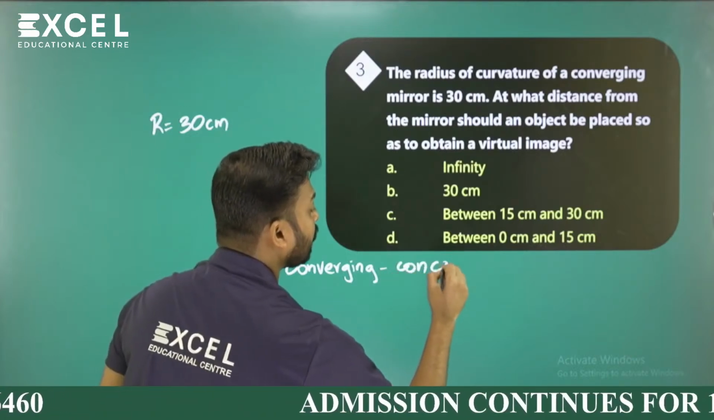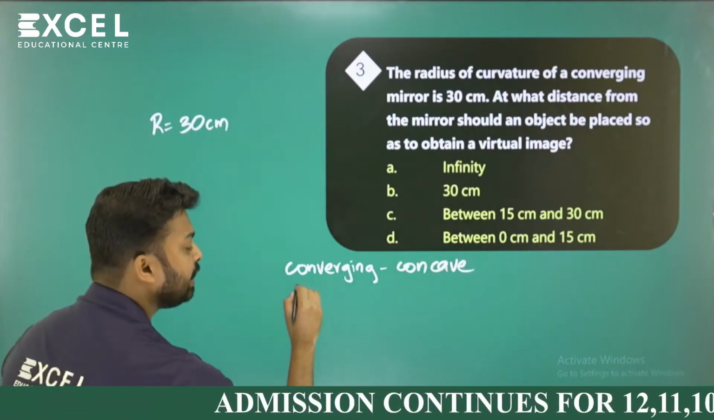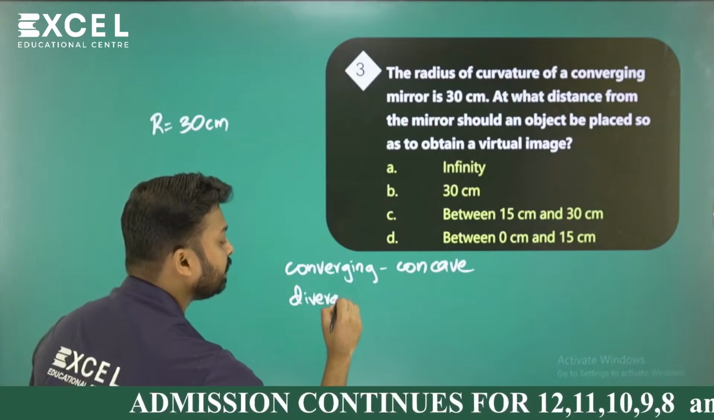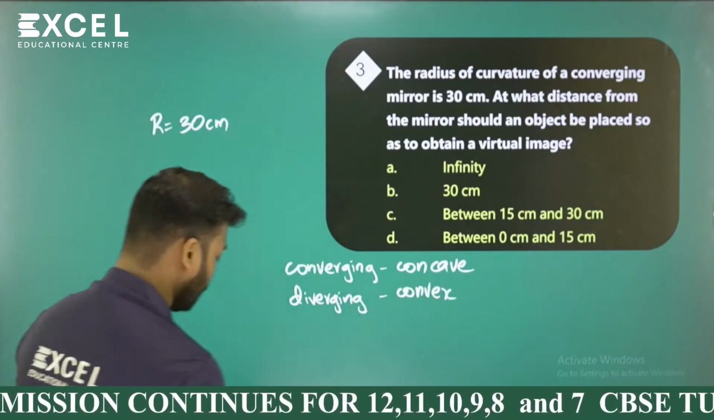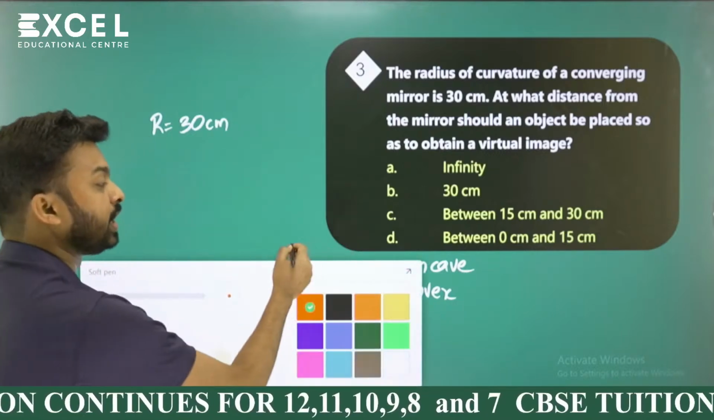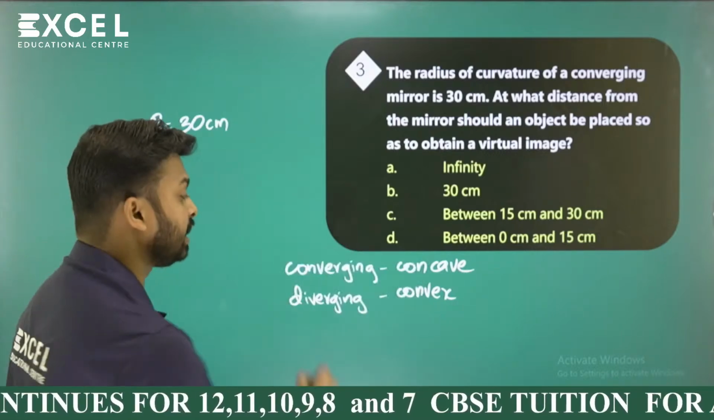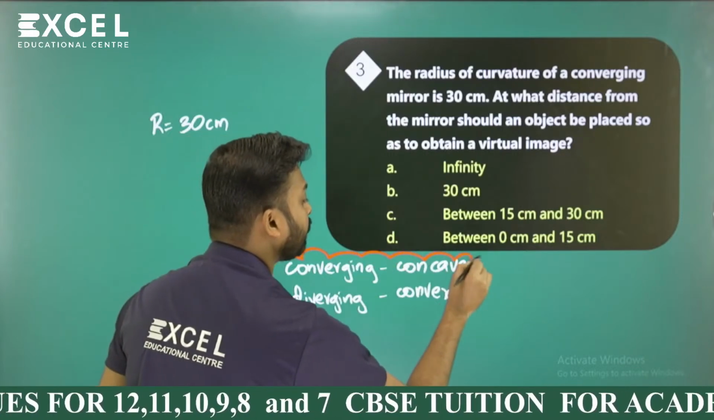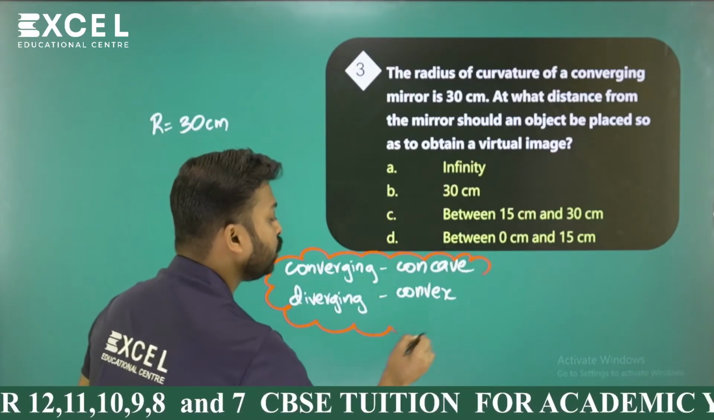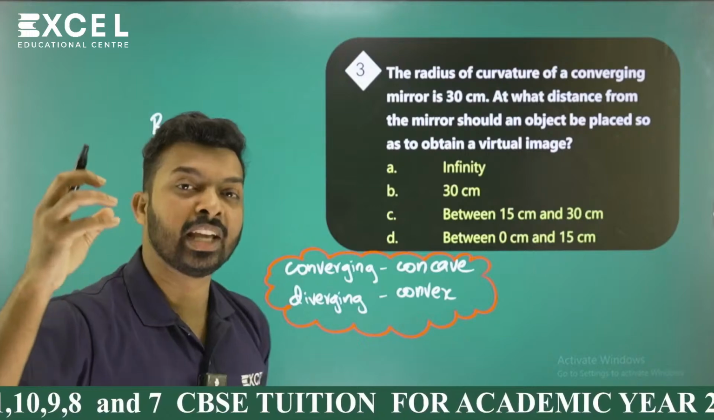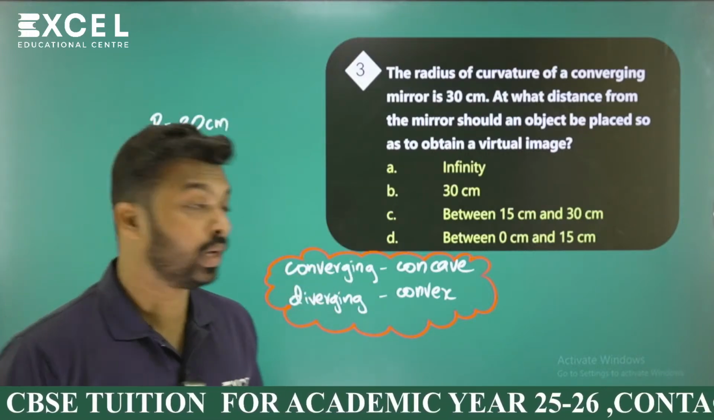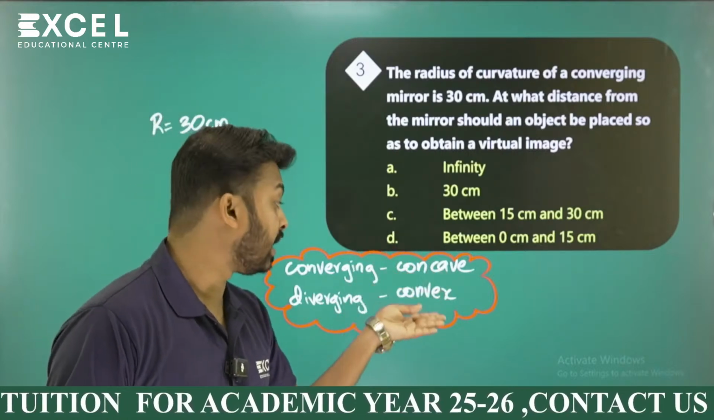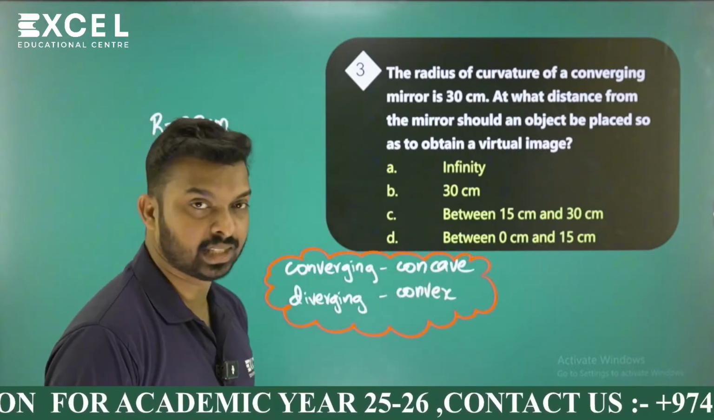So converging mirrors are concave, and diverging mirrors are convex. Please do keep this in mind. In numerical questions, it may be written as either converging or diverging, so it won't be specifically given as concave or convex. Please do understand this, okay.